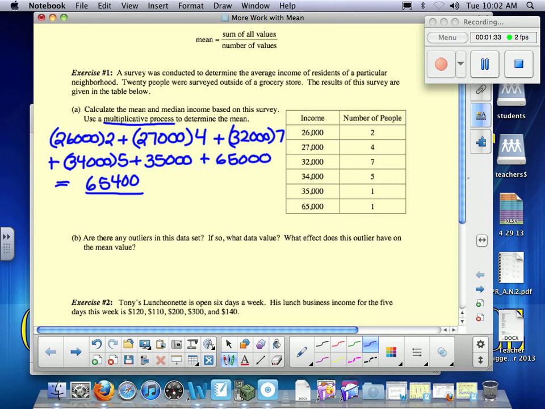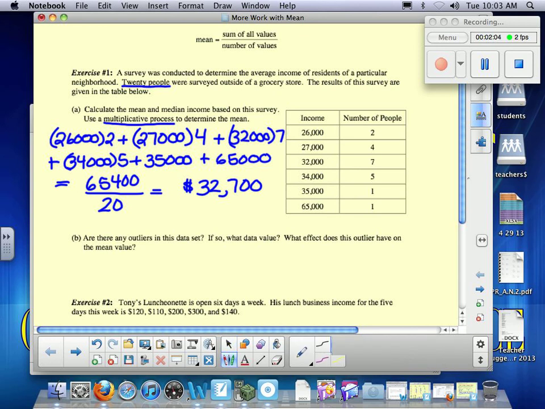And then we're going to divide by the number of people that we talked to. I don't see anything in my problem that tells me, where does it tell me? It tells you 20 on the... Oh, it does. Look at that. 20 people were surveyed. So I guess I should have read my problem first. So our mean income is $32,700.